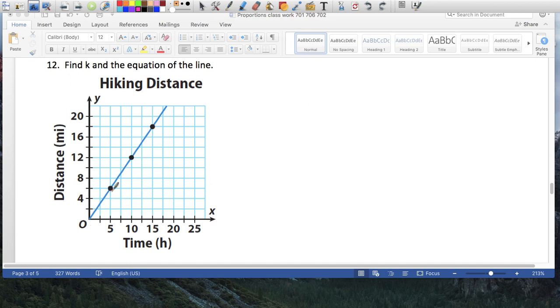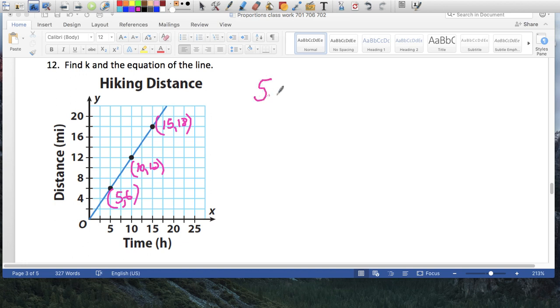So pick any of these points. And again, they circled a few for you. So let's see. This is 10, 12. This one is 15, 18. And this one is 5, 6. So any of those that you want to use to find k is fine. It doesn't really matter. I'm going to pick this one. The lower the number, the less work I have to do because I don't have to simplify.